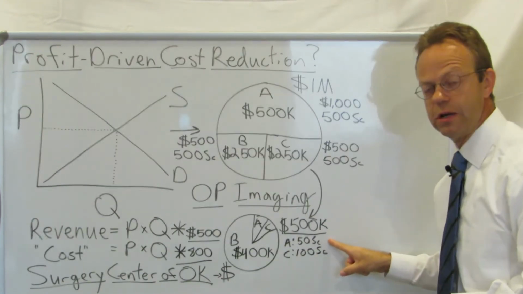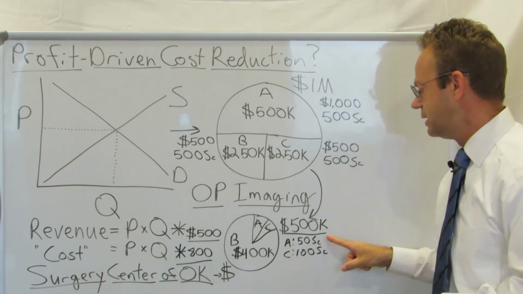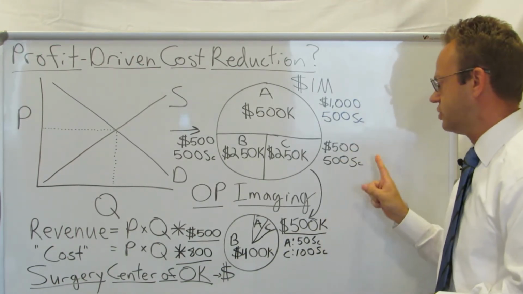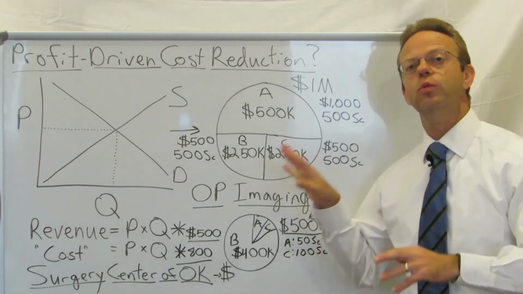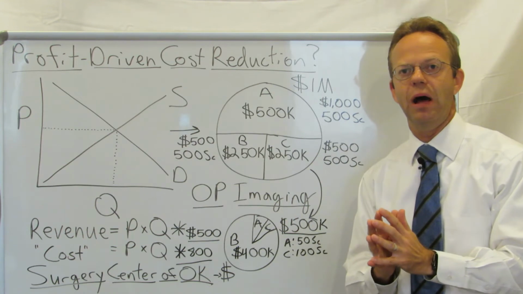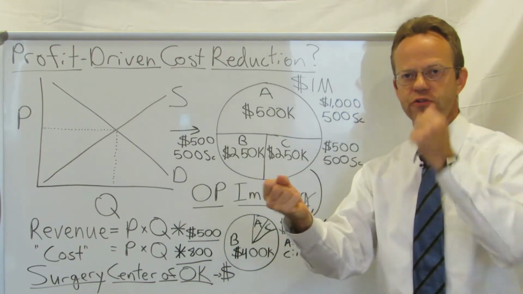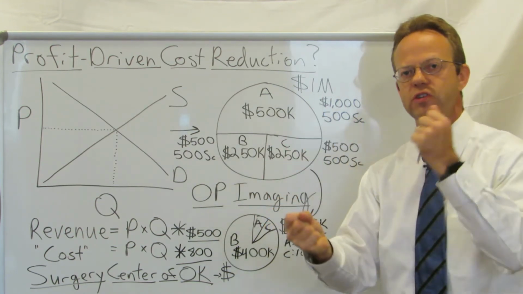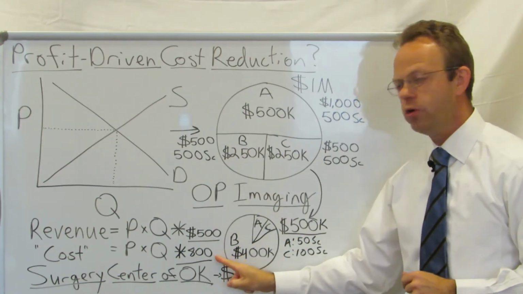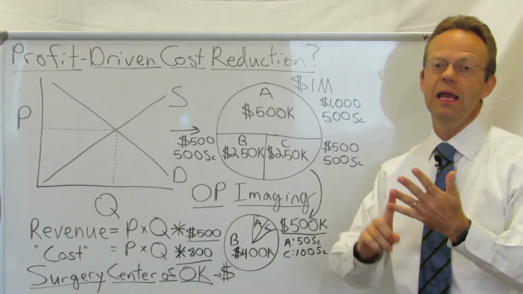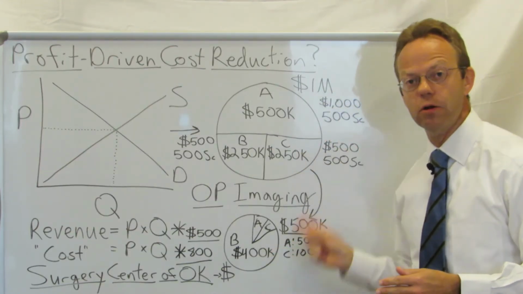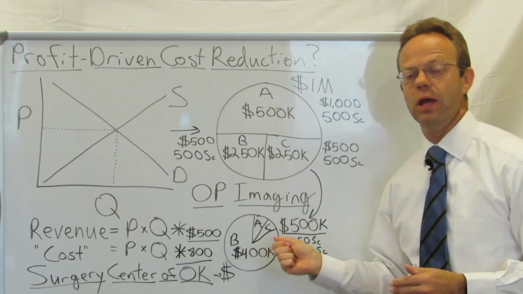And then at Hospital A, you can see that their scans went all the way down from 500 to 50, and at Imaging Center C, their scans went from 500 down to 100, right? So what this means is that in order to lower the overall size of the pie, there have to be winners and losers. So in this case, B was the winner through volume. Their volume went way up. And then Hospital A and Imaging Center C were the losers. Their volume and their revenue went way down, okay?